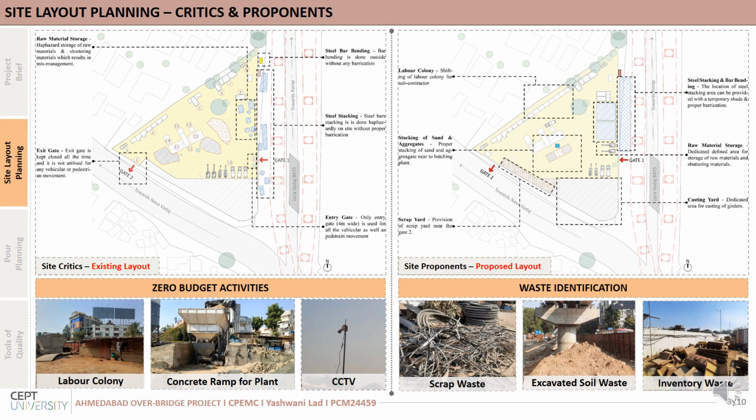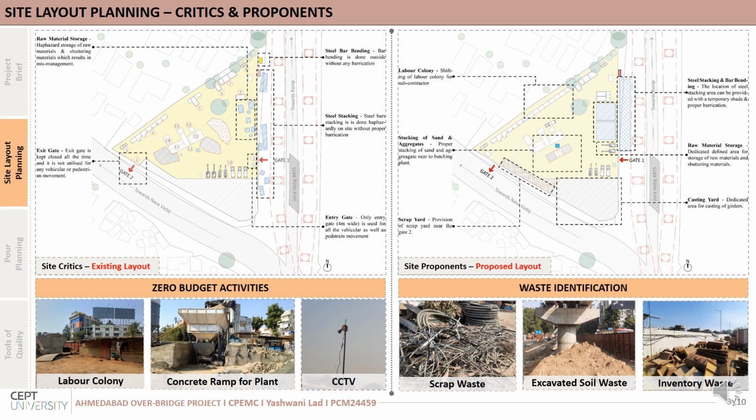For site layout planning, we identified the critical issues in the already planned site and its components, where we found that there is no proper vehicular and pedestrian movement since only one gate is used for entry and exit, and no proper area for steel stacking and scrap items. Therefore, we suggested a proposed layout where smooth movement of vehicles can be done by using separate entry and exit gates, a dedicated area for steel stacking, and a shade provided for the bending and cutting yard. A casting yard is proposed within the boundaries since it was not there earlier.